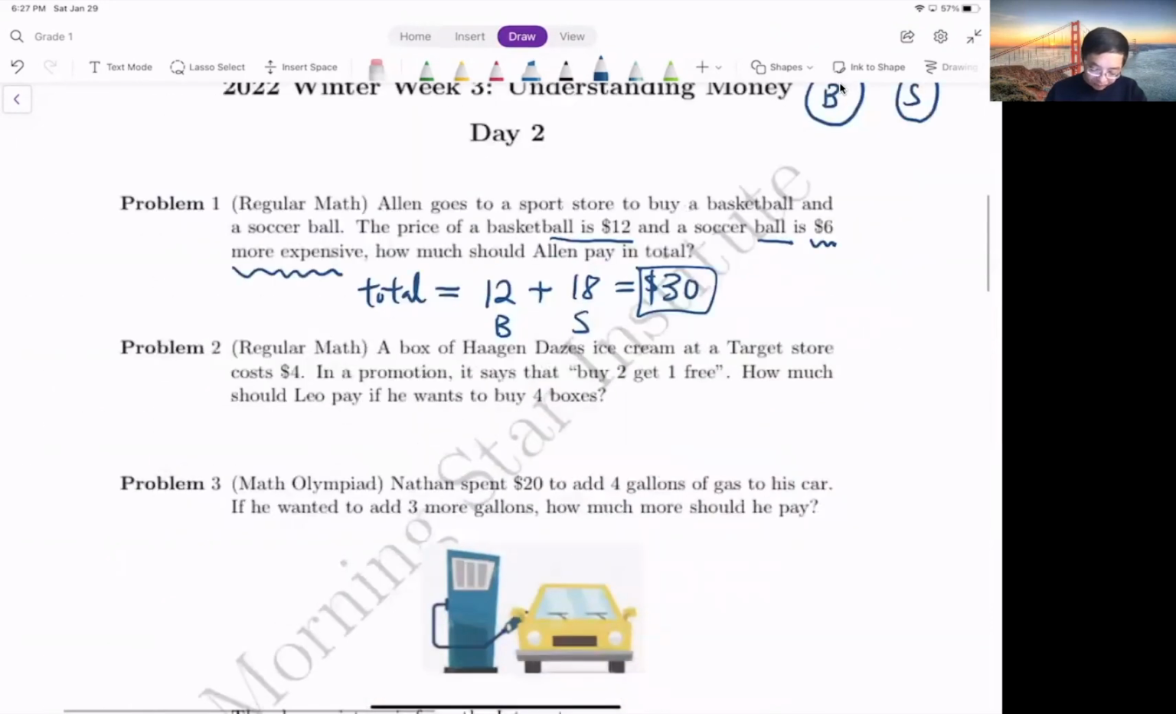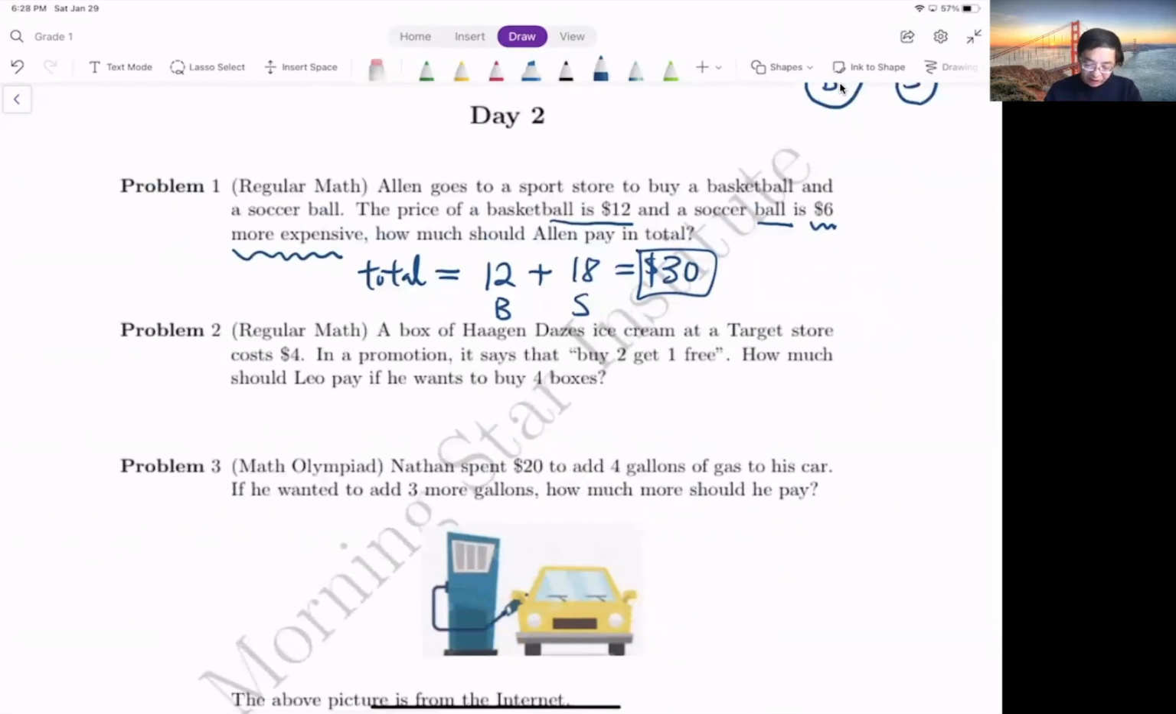Problem number 2. A box of Haagen-Dazs ice cream at Target store costs $4. So for each box, it's $4. In a promotion, it says buy 2, get 1 free. So that means if I buy 2 boxes, then I will receive 1 for free from the store. Then Leo says, okay, I want to buy 4 boxes. How much should he pay?